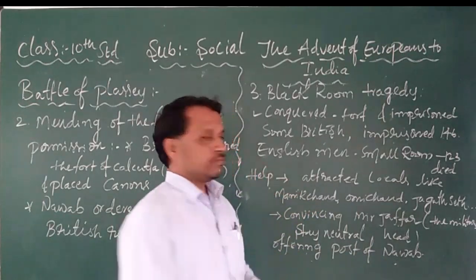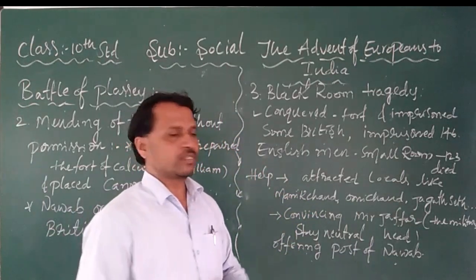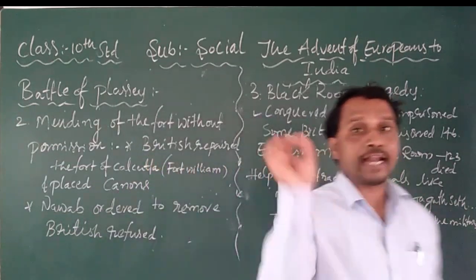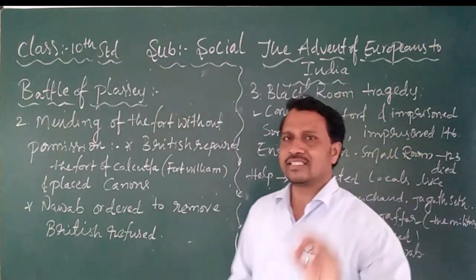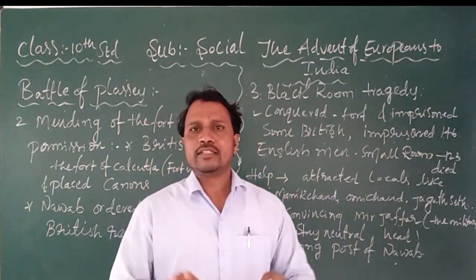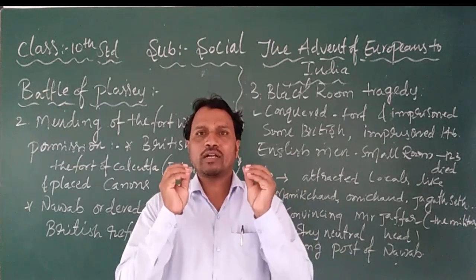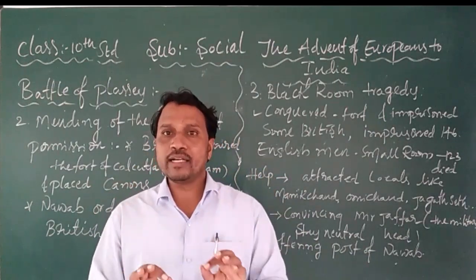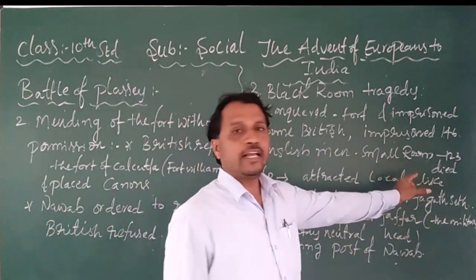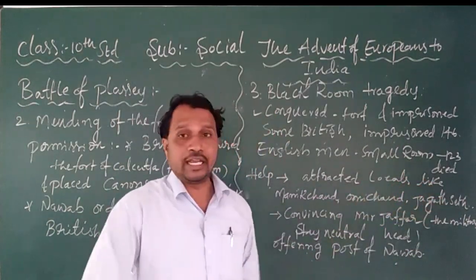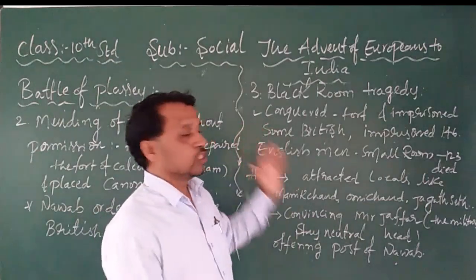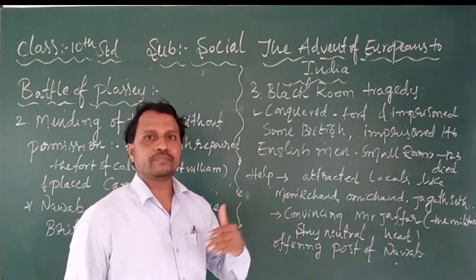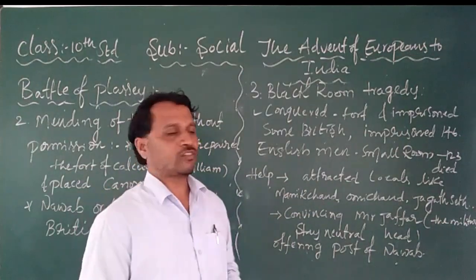Because of this problem, a total of 123 British people died in that small room. Why did it happen? There was no air, and no proper drinking water. The complete darkness and breathing problem made them lose their lives. 123 British people died in that small room. So this is the Black Room tragedy reason. The Battle of Plassey is coming next.